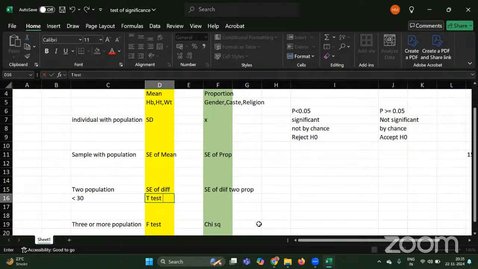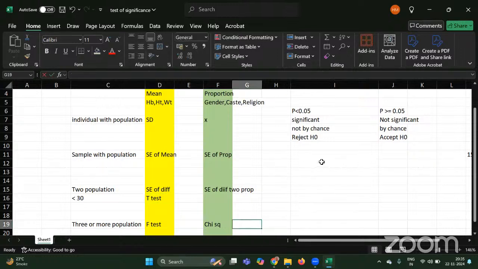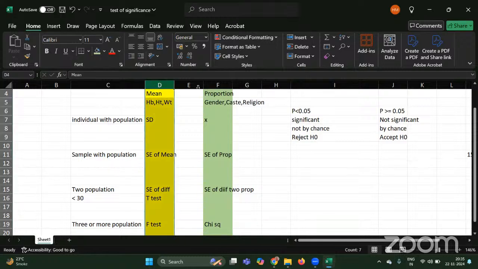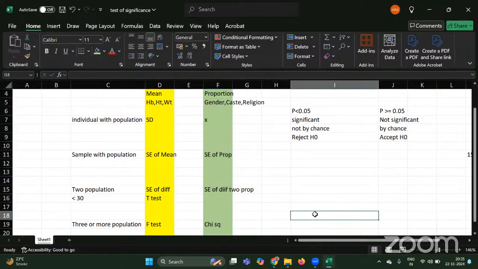Now, this is about the usual situation. Most of the tests will be applicable here and you will get the answer. But here we talked only about one variable. We compared an individual with the population, a sample with the population, two populations, and then three or more populations. But if the variables are more, what do we do? Which test do we use at that time?